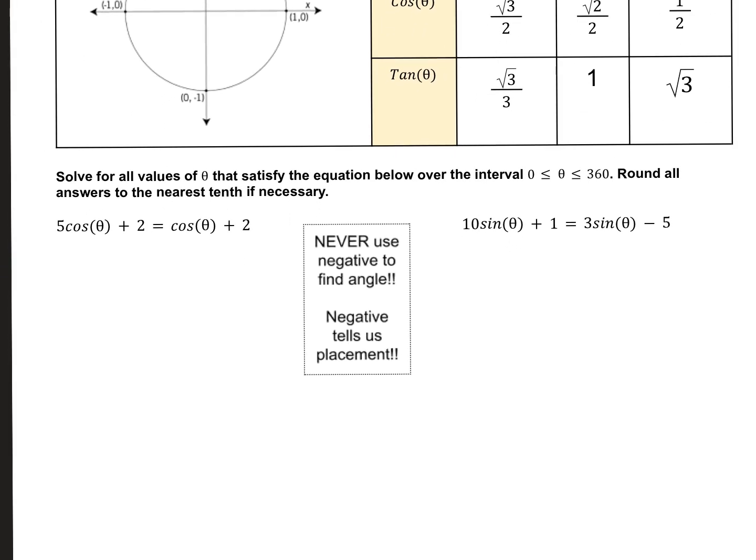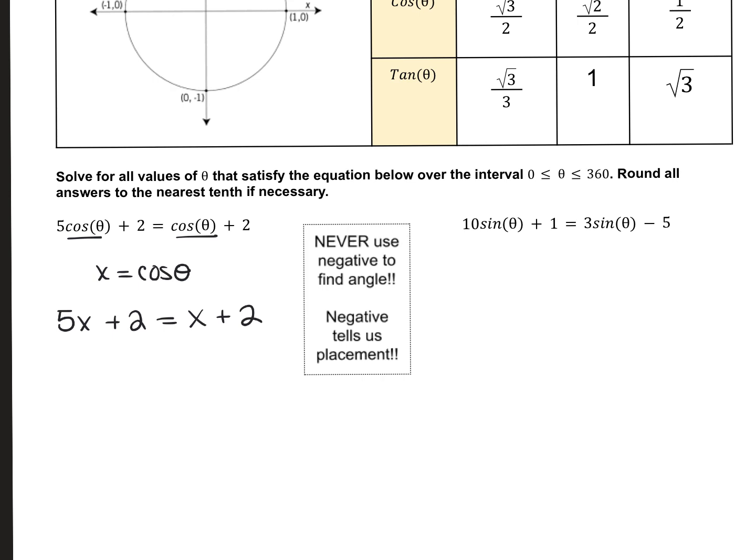So actually what I would do first is change this to the trig value. So you see I have cosine and cosine. I would let x equal cosine of theta, and I would solve the equations with x's first and then put cosine of theta back in. So this would be 5x plus 2 equals x plus 2.